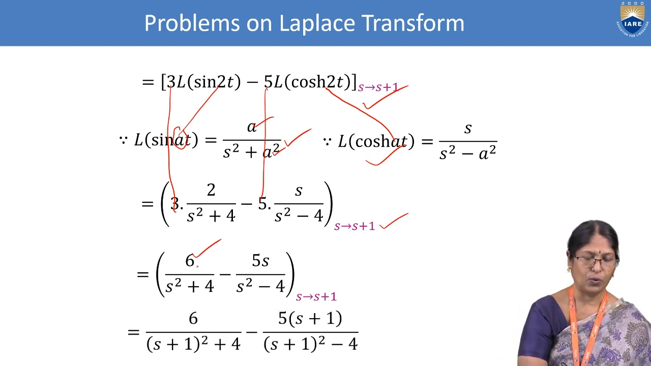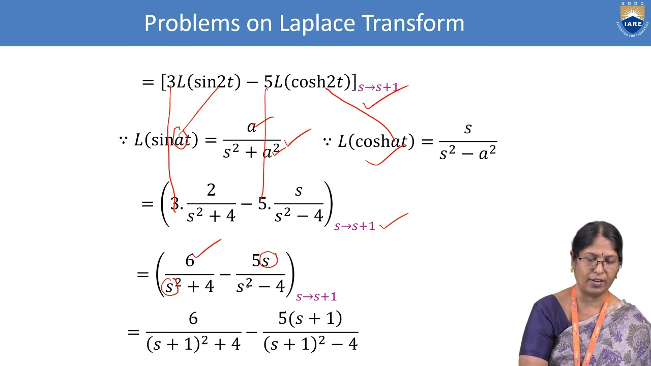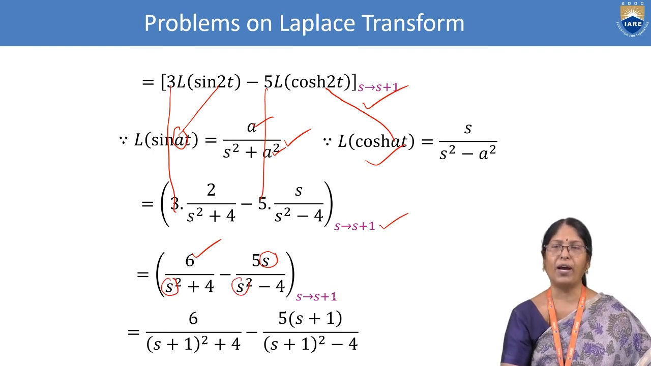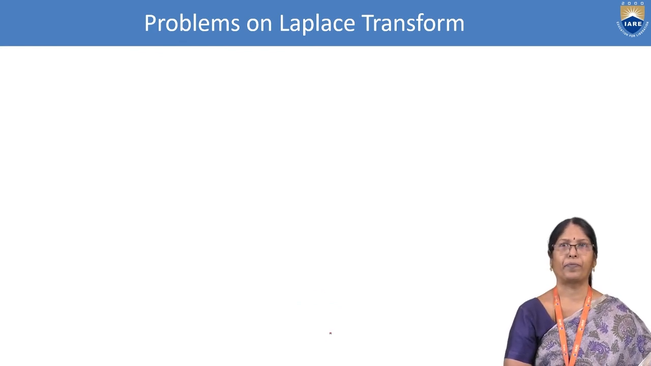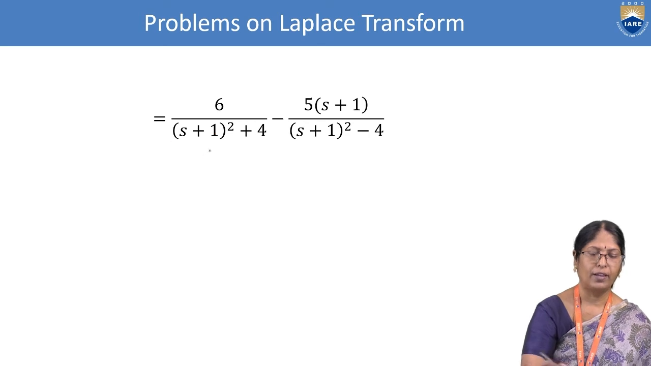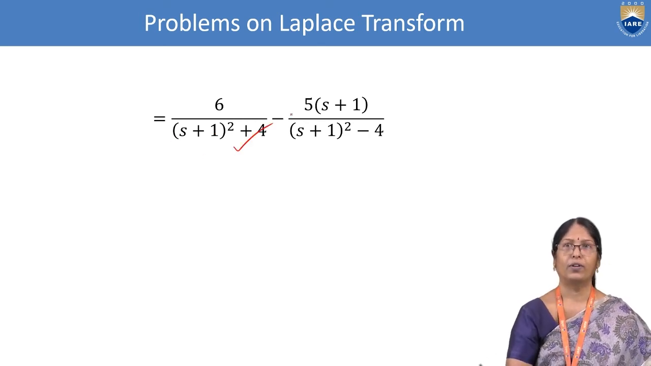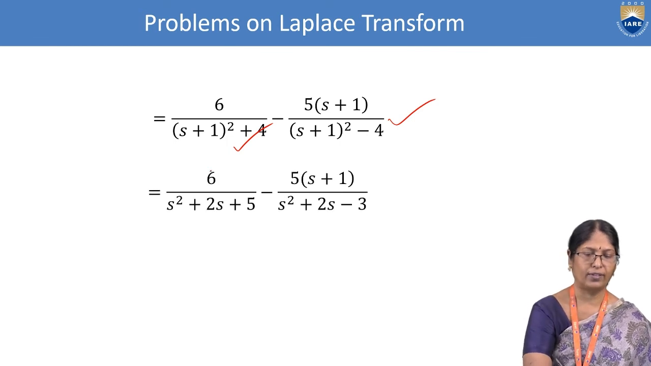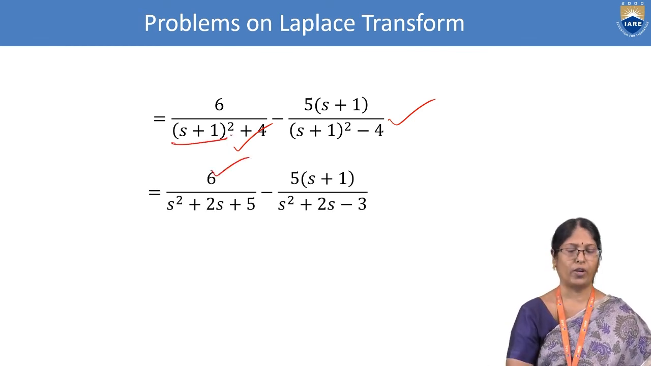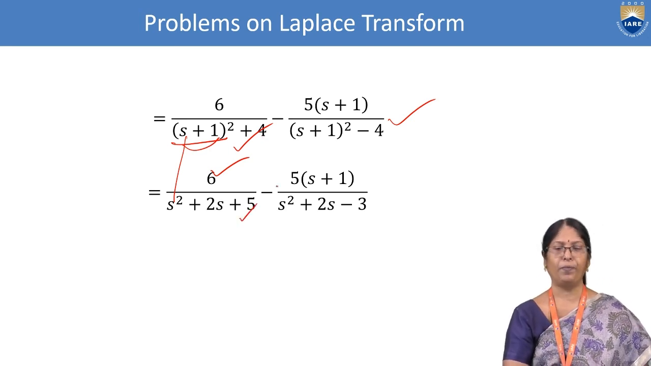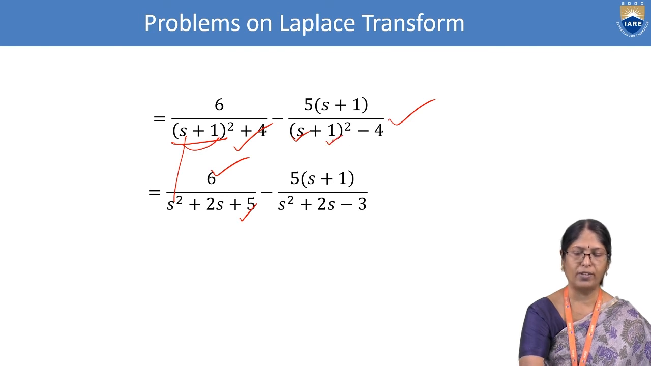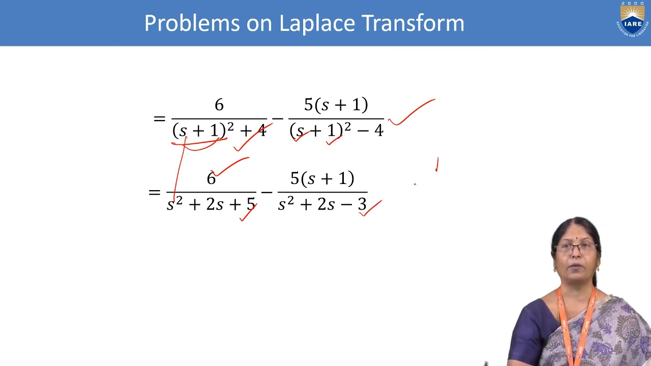Now we can see it. Wherever s is there, it is completely replaced by s plus 1. So we have s plus 1 the whole square here and s plus 1 the whole square there. So 6 by s plus 1 the whole square plus 4. So it is written again. This is nothing but the a plus b the whole square formula. A square, that is s square, 2s. Here plus 1 is there, here 4 is there. So it is combined, plus 5. s square plus 2s, here 1 is there. Here minus 4, it's nothing but minus 3.